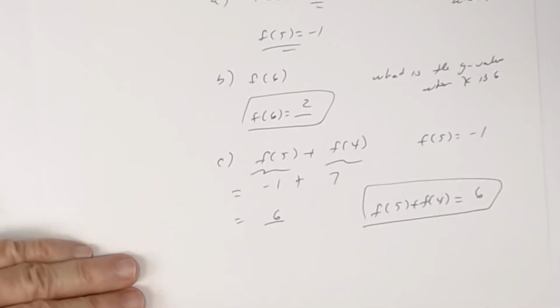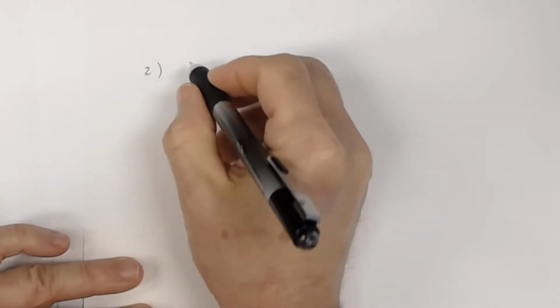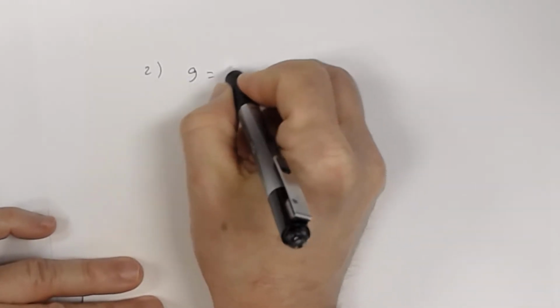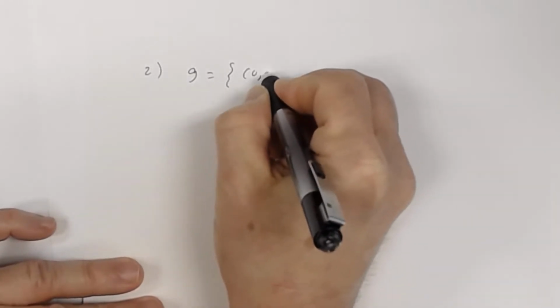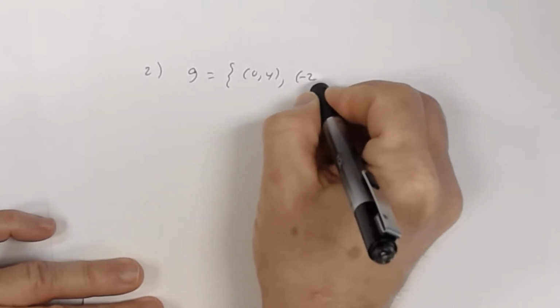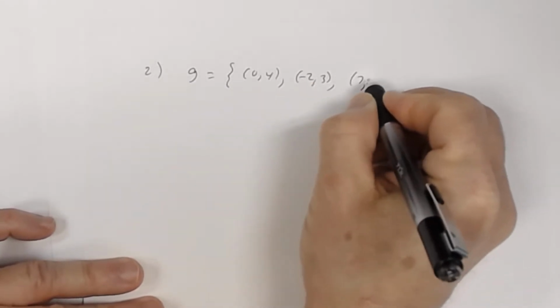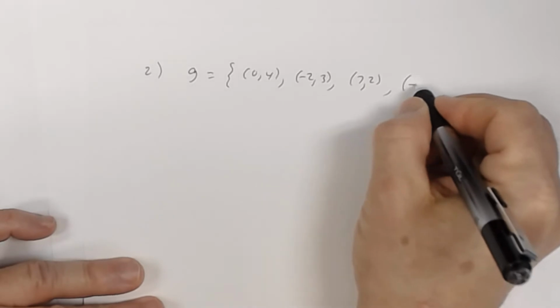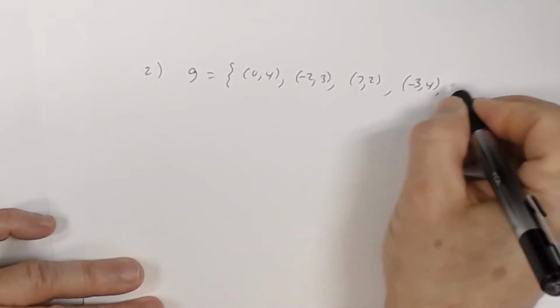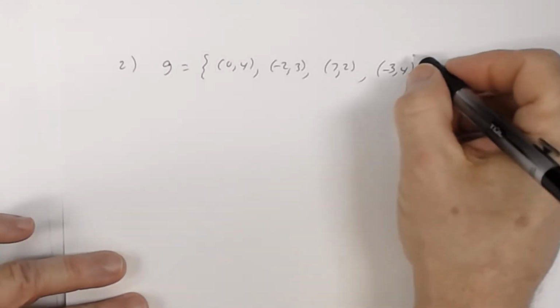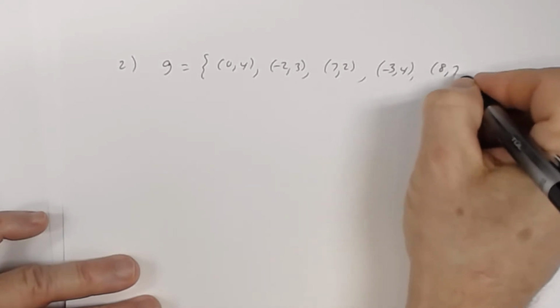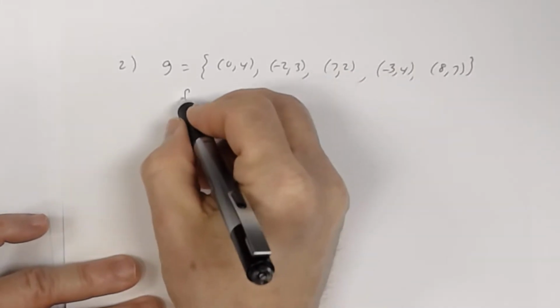Let's look at number 2. Let's suppose this was number 2. So number 2, we have this set of ordered pairs. Let's suppose this time our function is called g, and we have (0, 4), (-2, 3), (7, 2), (-3, 4), and let's say (8, 7). Okay, and you want to find each of the following.